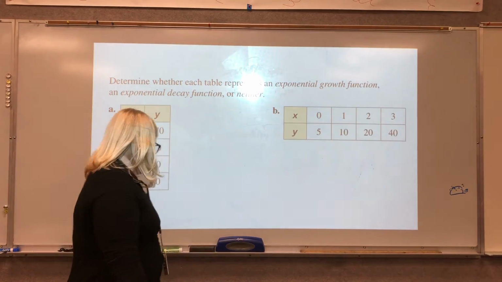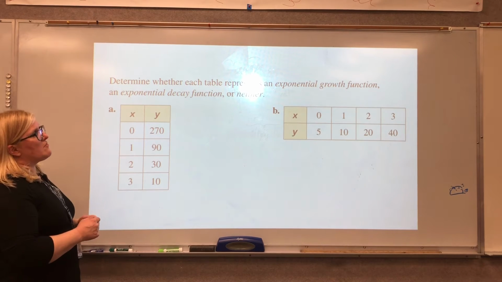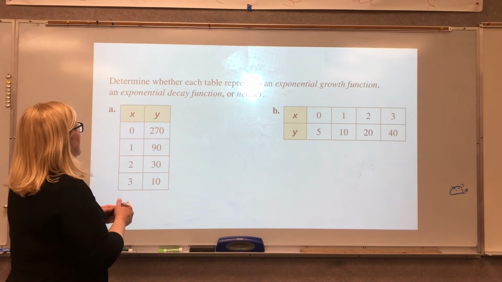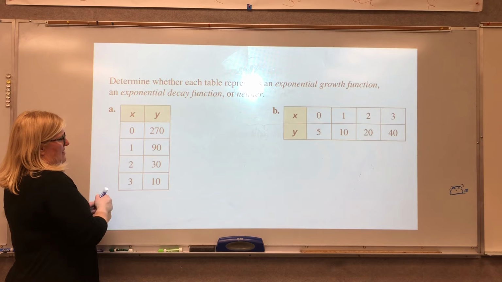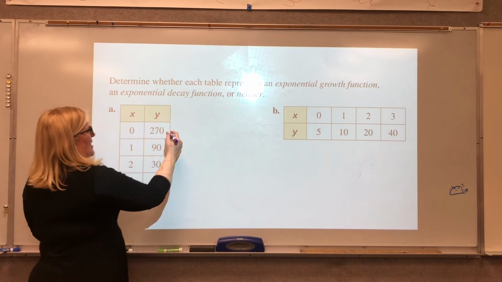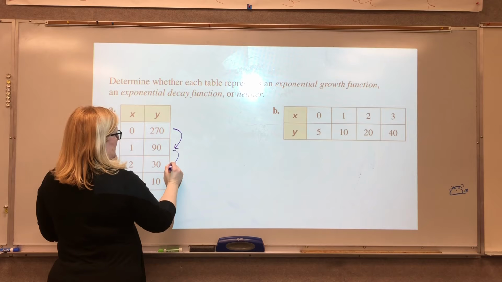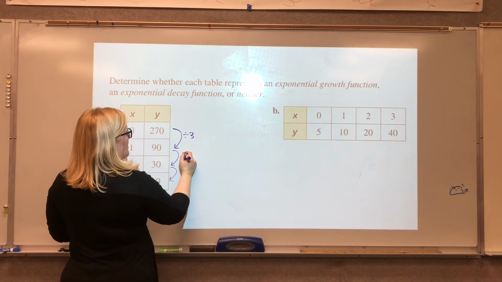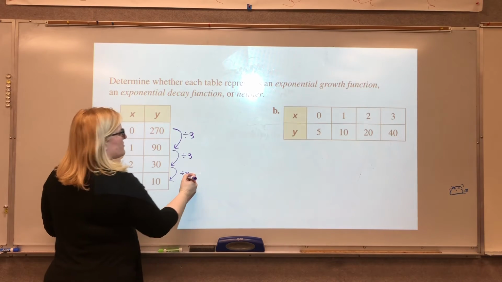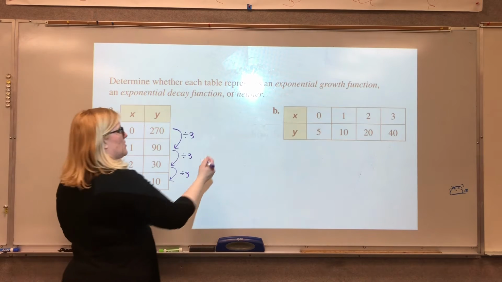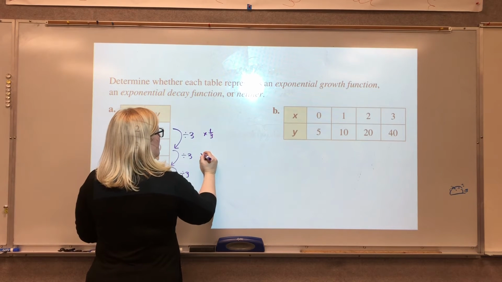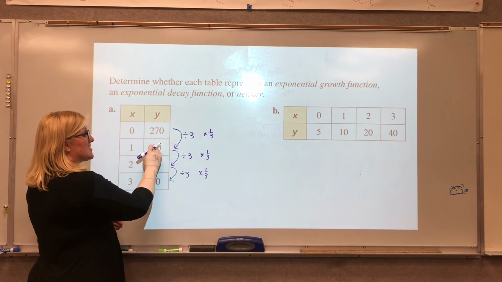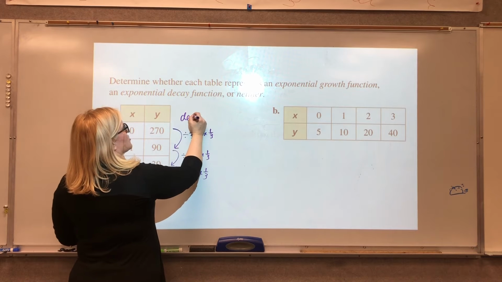Okay, so we want to determine whether or not these are examples of exponential growth, exponential decay, or neither. So for this one, they're going up by 1, the x's. So I'm looking at the y's, and 270 going to 90, 90 to 30, 30 to 10. It looks like I'm dividing by 3 each time. Well, dividing by 3 is the same thing as multiplying by 1/3. So I can tell by the 1/3, and because it's getting smaller, this is exponential decay.